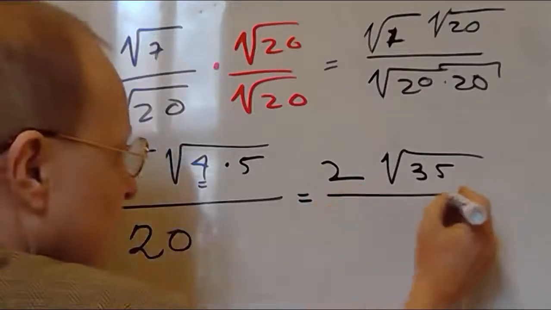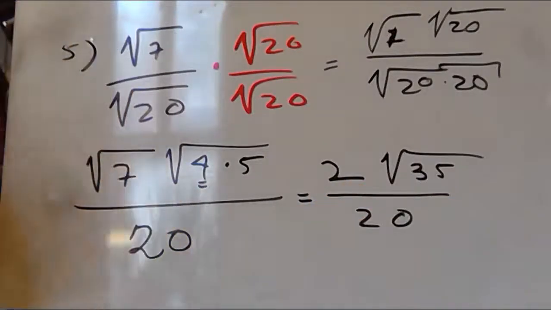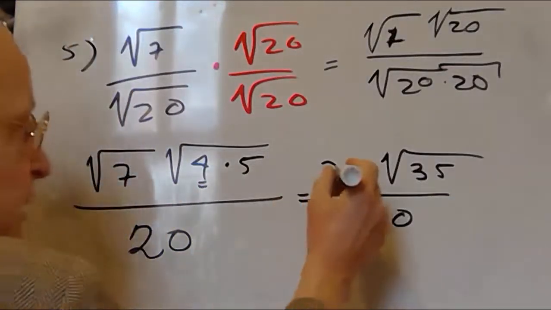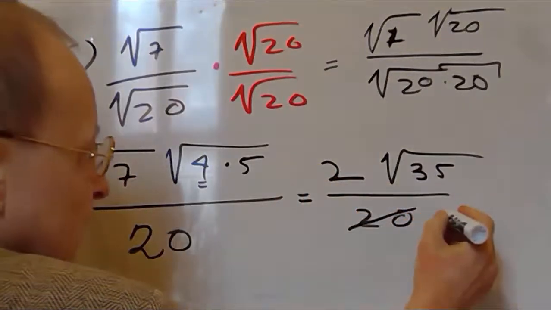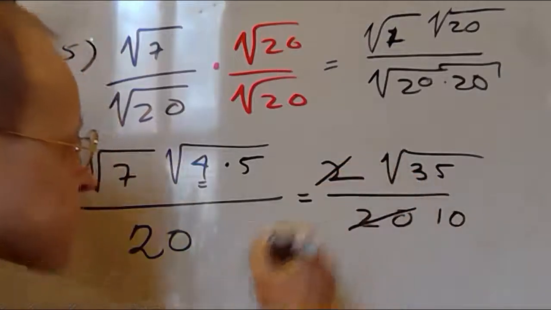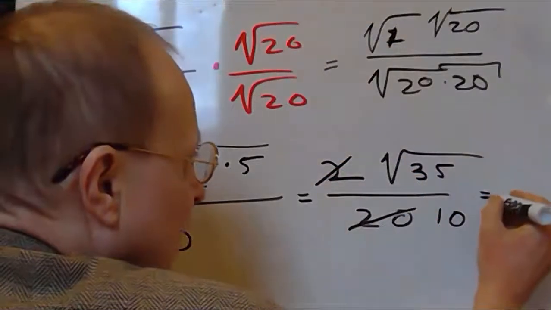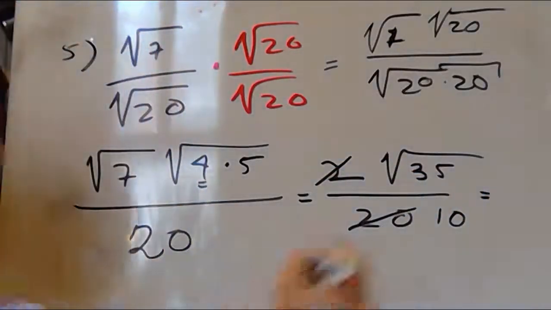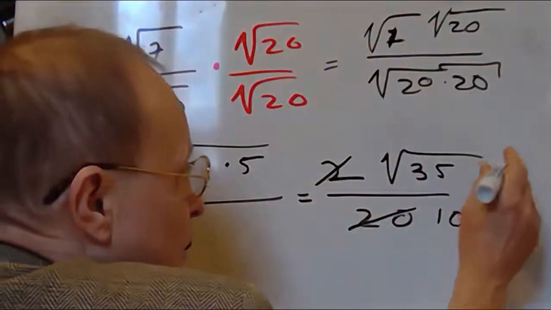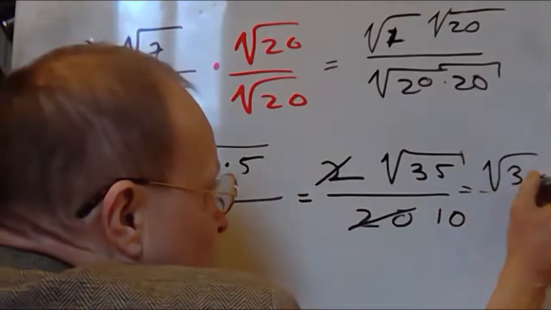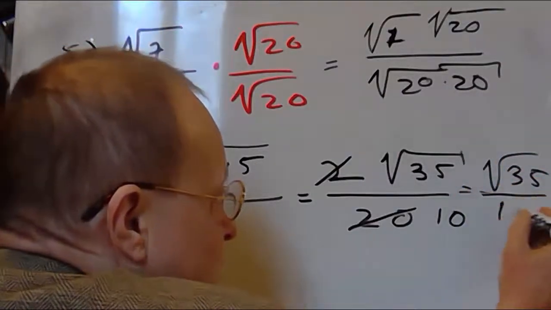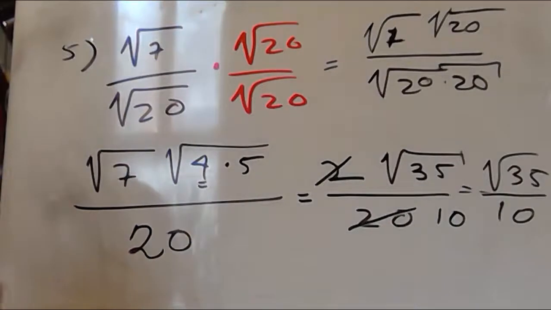over 20. But I can simplify this even further, because it turns out that 2 goes into 20, and this can become 10, and this goes to 1. So my final answer will be square root of 35 over 10. And that will be my final answer for number 5.